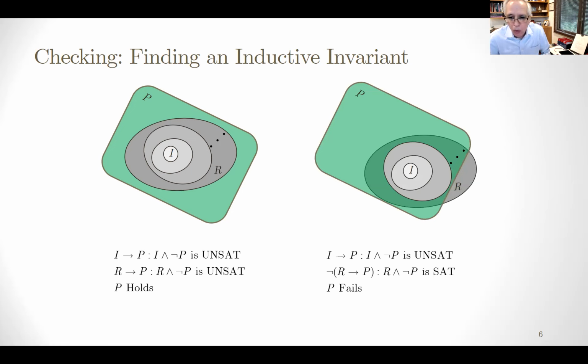If the property doesn't hold, we know that, and we do these checks by doing SAT calls. To show that the property holds, we need to check, for example, whether R and not P is SAT. In case the property does not hold, we would get R and not P is SAT, which means we have a counterexample showing we can reach an unsafe state from the initial state. P fails. The problem, of course, is that finding R in general is intractable. So this is not going to work.